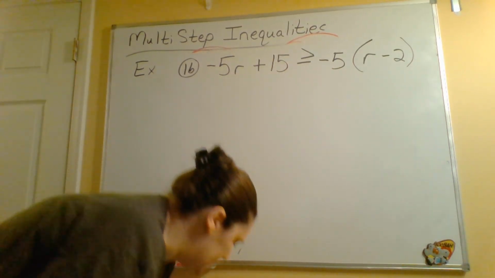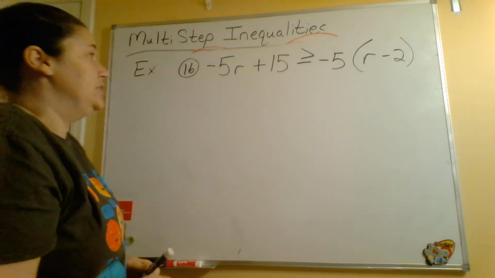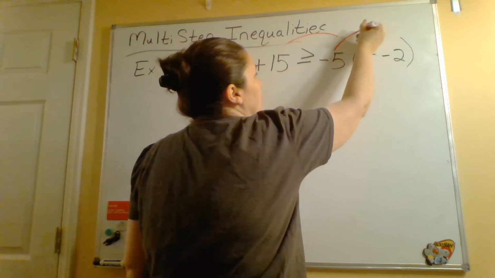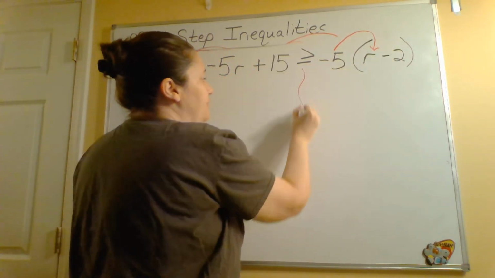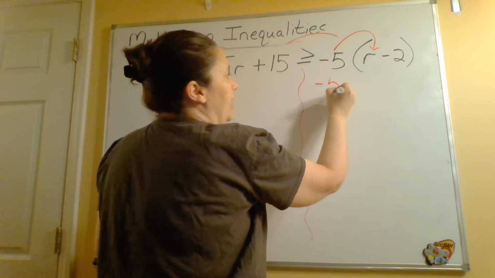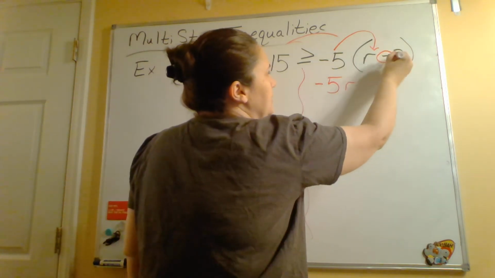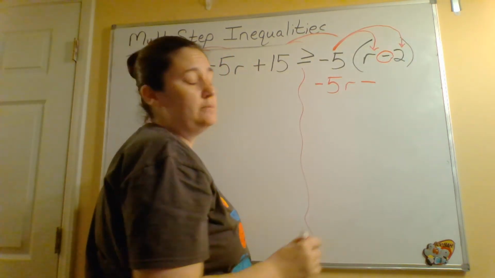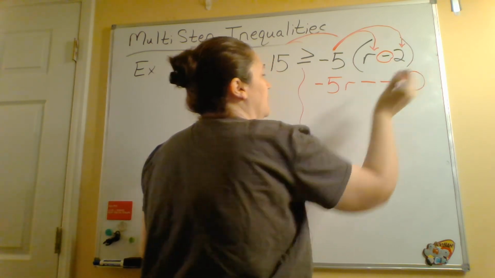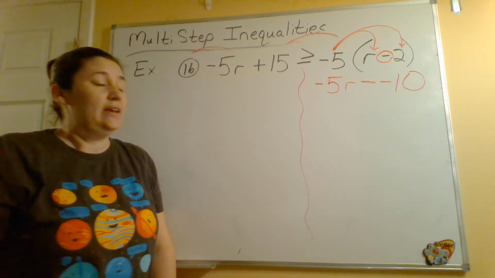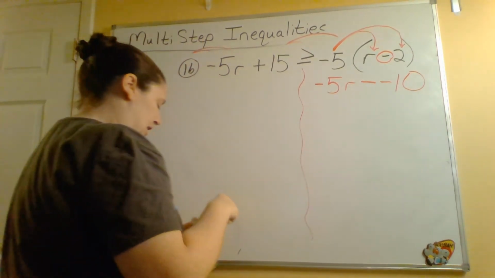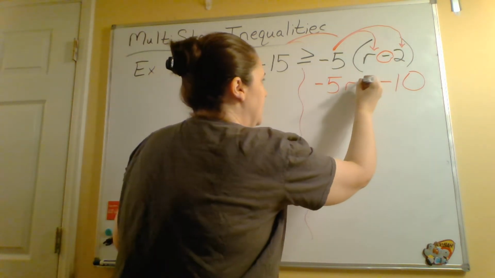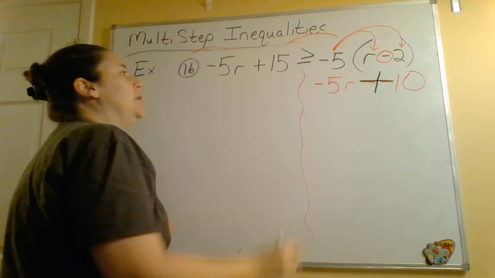To solve this, I have to distribute. I have to get rid of the parentheses. So I'm going to distribute the negative 5. Give the negative 5 to the r. That would be negative 5r. Write down this minus sign. Give the negative 5 to the 2. Negative 5 times 2 is negative 10. Some of you probably just shouted out at me, oh, there's minus a negative sign. I know. What does minus a negative sign make? Gigantic plus sign. That's right. Write down the rest of the problem.